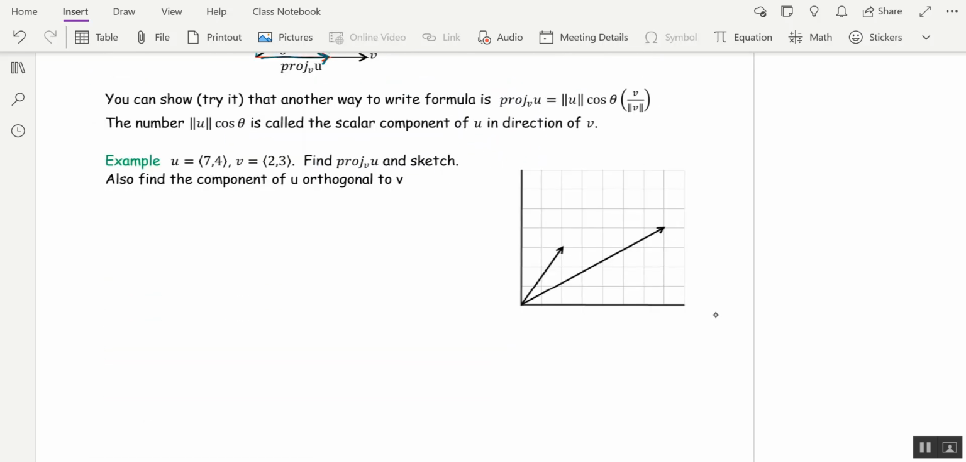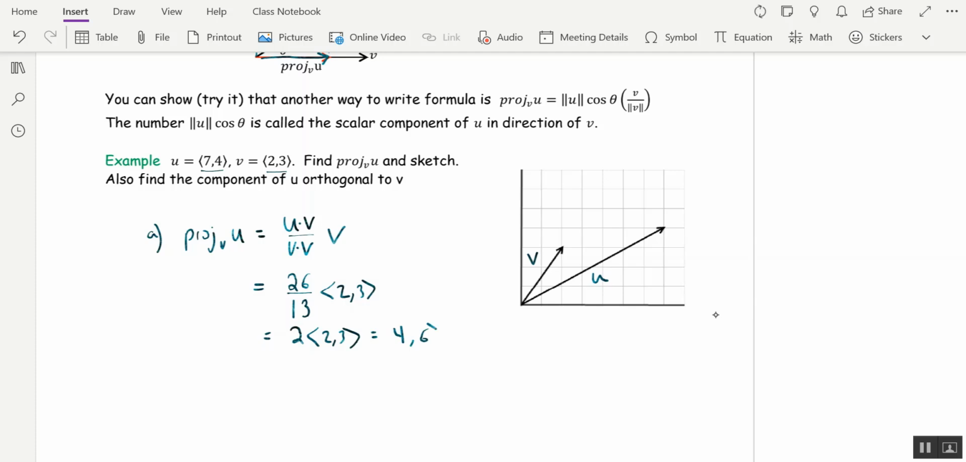In my picture here, this is the vector u and this is the vector v. So the first part, find the projection of u onto v. That's u dot v over v dot v times v. Okay, so let's just look up here at u and v. If I take u dot v, I get 14 plus 12. That's 26. V dot v is 4 plus 9. That's 13. And the vector v is 2, 3. So that's twice 2, 3, which is 4, 6. So that's the projection of u onto v.